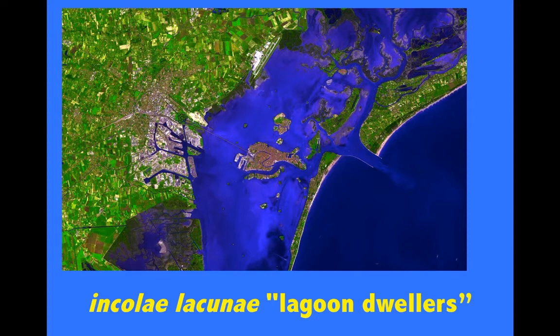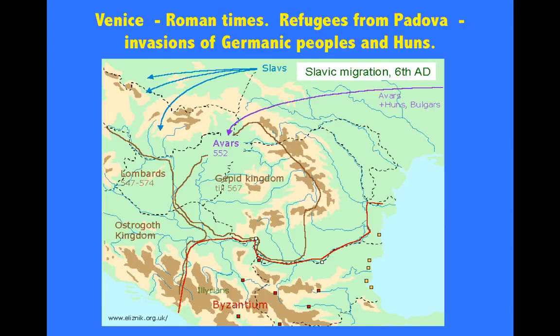And the first people who lived in Venice more than 1,000 years ago were called the Incolai Lacunae, the lagoon dwellers. Before the beautiful city was there, it was kind of a swampy, marshy place, not very nice to live in. But some wealthy people decided to move to Venice, not because they liked mosquitoes and swamps and mud, but because their homes were being attacked.